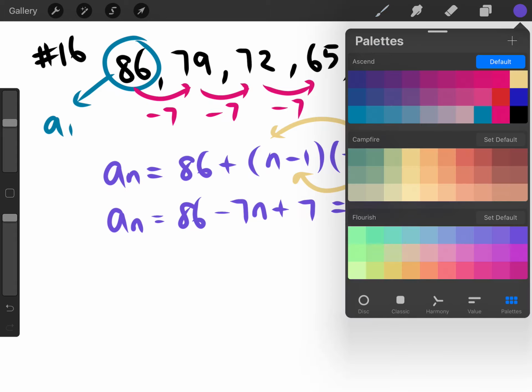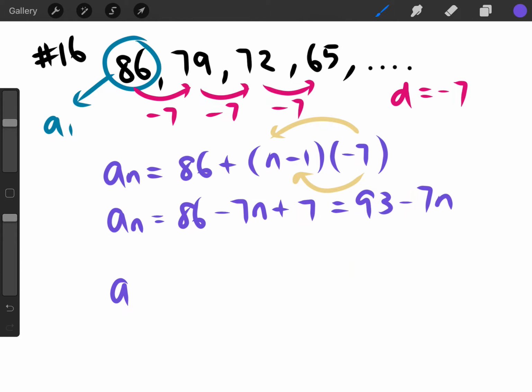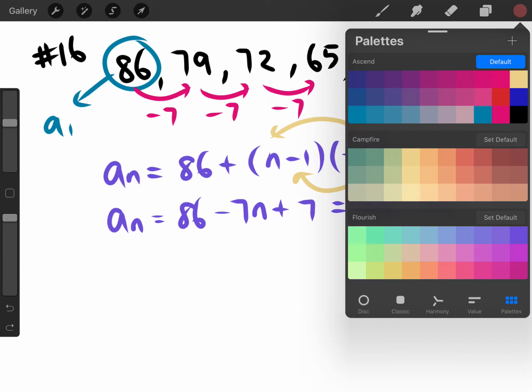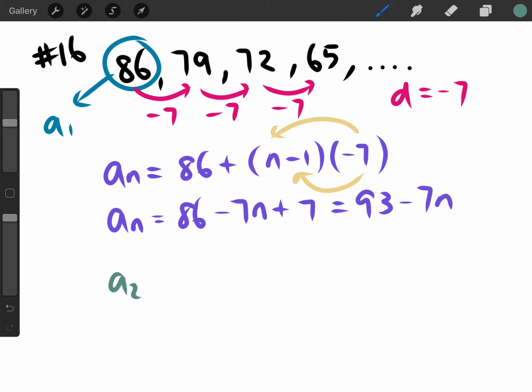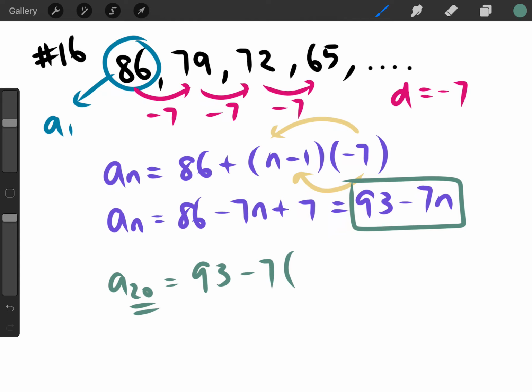Okay, so next thing we want to do is look for a sub 20. That's what we're looking for. So we just apply this rule right here. 93 subtract 7. Now we're talking about the 20th term, so you're going to plug in 20 into n. So that will be 93 subtracting 140. So that will be negative 47.